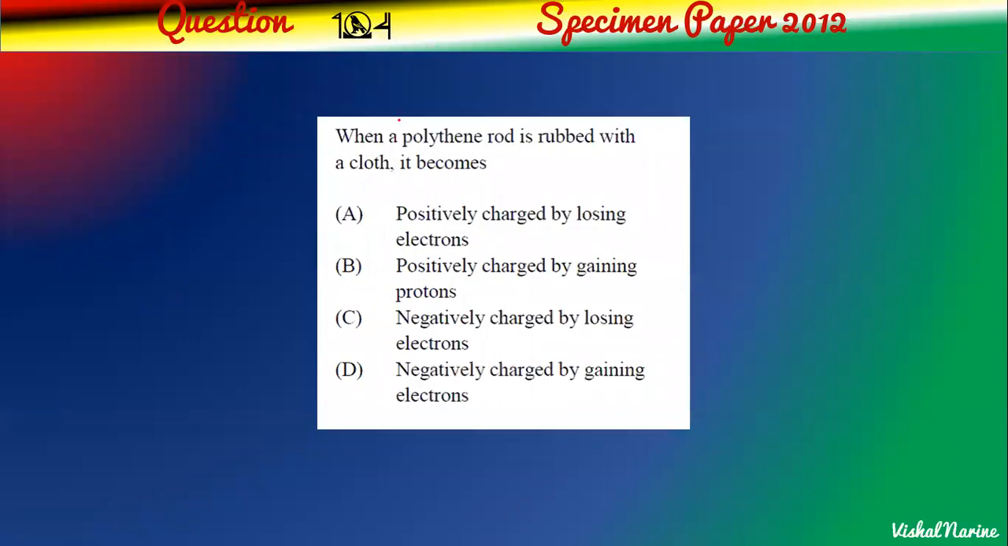All right, this is a repeat question from just now. When a polythene rod is rubbed, what happens?